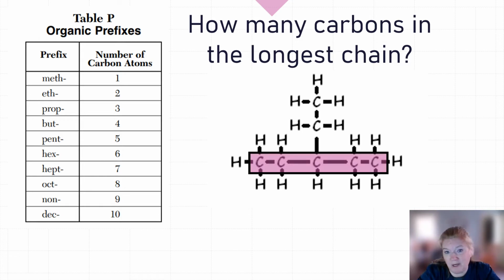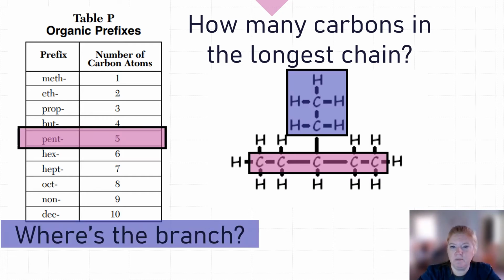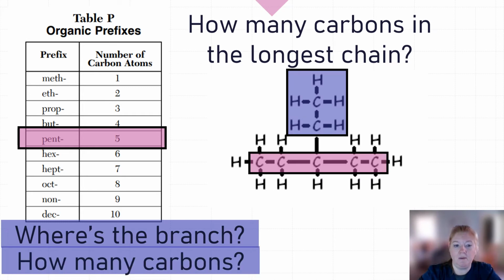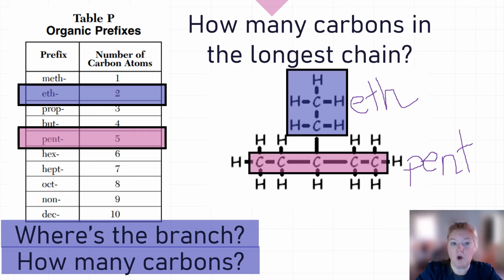Okay, no matter which way I count, I'm going to get 5. So looking straight across is easier. So 5 is what? Pent. Where's the branch? Right there. How many carbons are in the branch? 2. So I would use eth to describe this branch and pent to describe the chain, the longest chain.